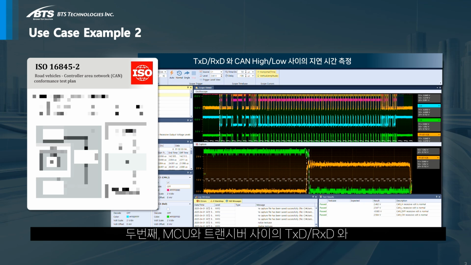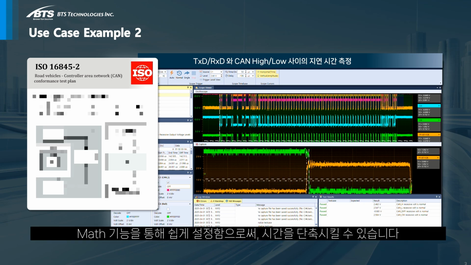Second, for measurements of the delay between TXD and RXD signals at the MCU and transceiver interface in the CAN bus lines, engineers can easily configure these delay calculations using the math functions, which again shortens the overall test time.